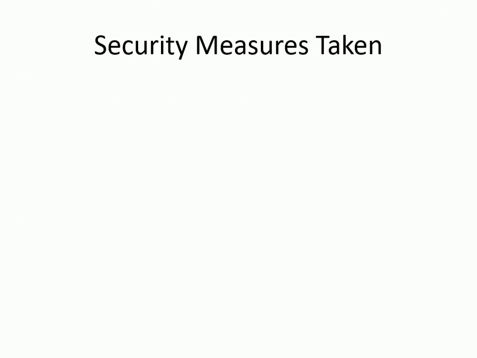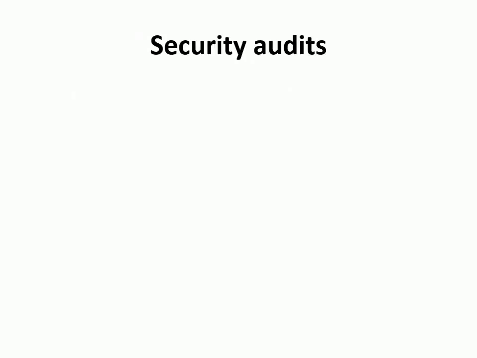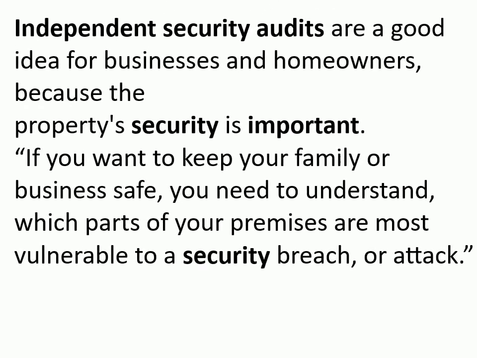Security measures taken: CCTV surveillance with recording, house telephone audio recording, lighting of public areas, fencing or boundary wall, guards at entry and exit points, independent security audit, to test the effectiveness of the system and identify weak spots. Security audits. Independent security audits are a good idea for businesses and homeowners, because the property's security is important.